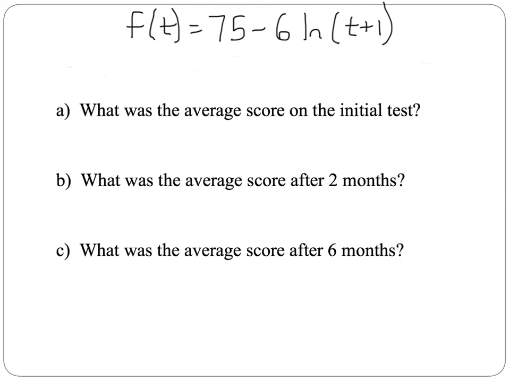And that is correct. Placing 0 in for t, we will find that the natural log of 1 is 0. Negative 6 times 0 is also 0. 75 minus 0 gives me my initial score of 75. So now, go ahead and use your calculators to try to find the average score after 2 months and after 6 months.